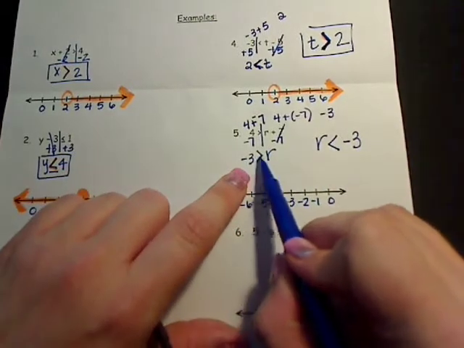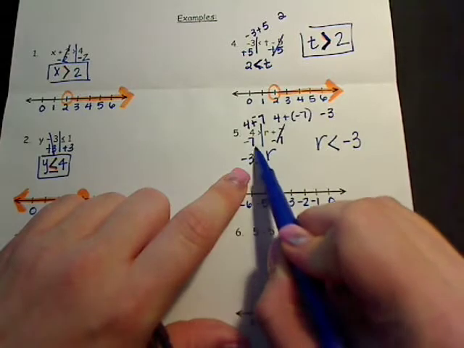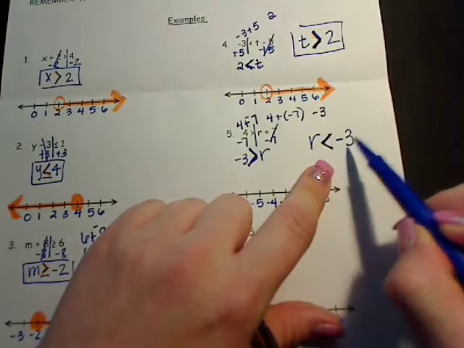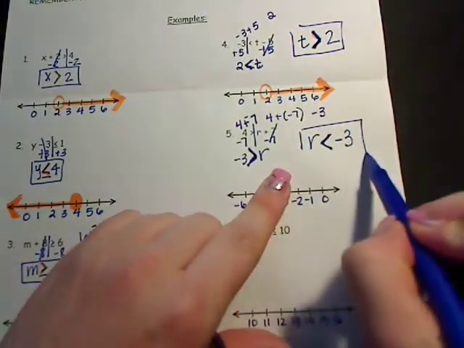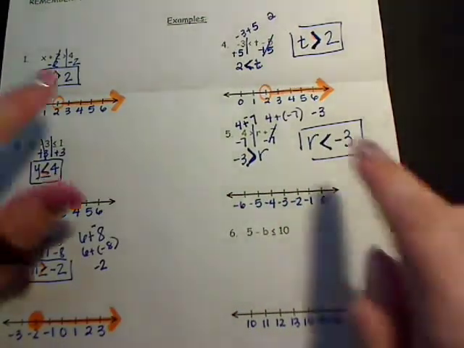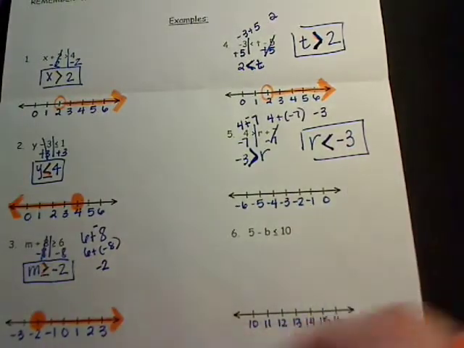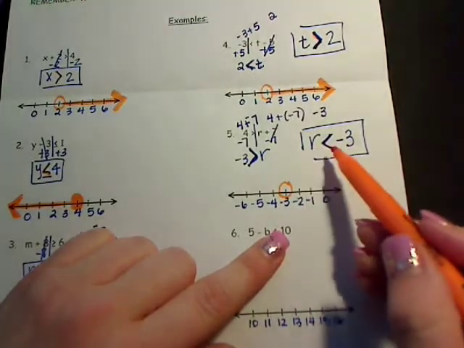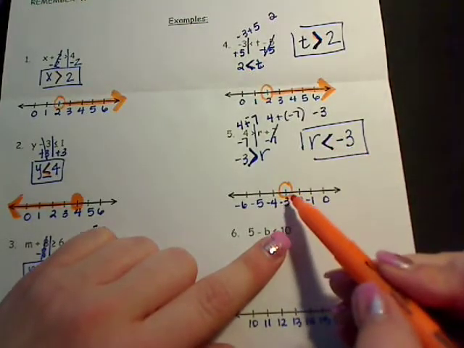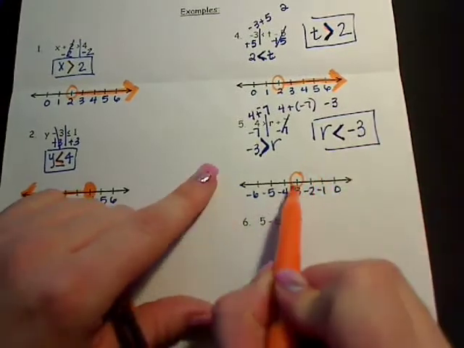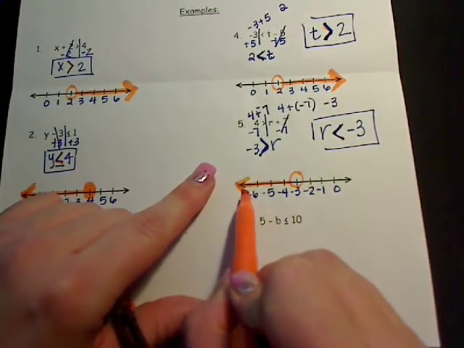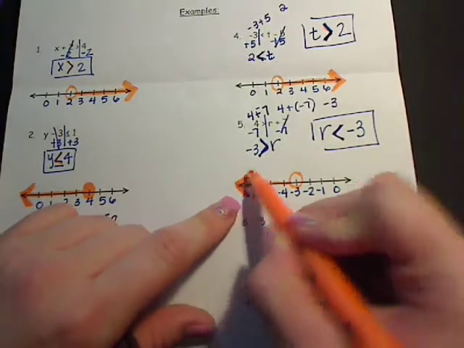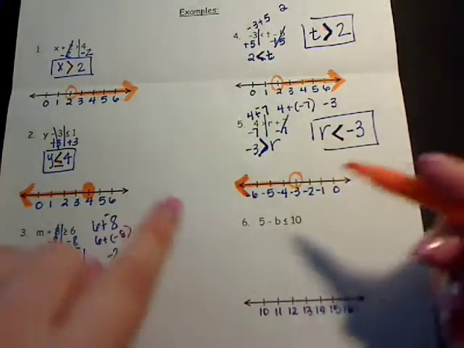Okay, on this inequality, my alligator's eating the negative 3. So when I flip it, I need to make sure that my alligator's still eating the negative 3. Okay, so r is less than negative 3. Let's graph that. Put a circle on negative 3. I want everything less than negative 3, so it does not include negative 3, so it's an open circle. And everything less than that is going to be to the left. Okay, remember your arrow should match your inequality. They're both pointing the same direction.